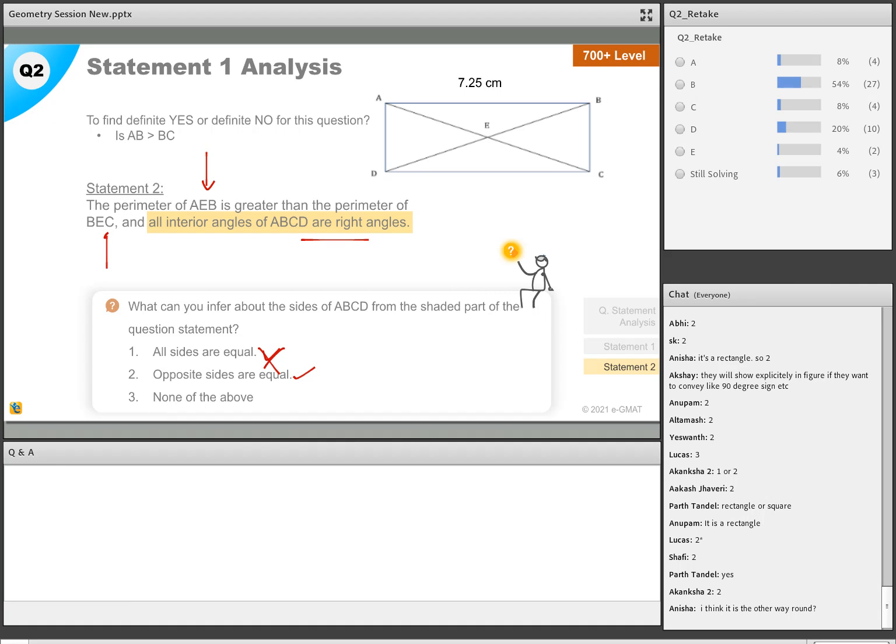I'm sorry, Anisha. Yes, I essentially meant the other way around. Thank you for pointing that out to me.